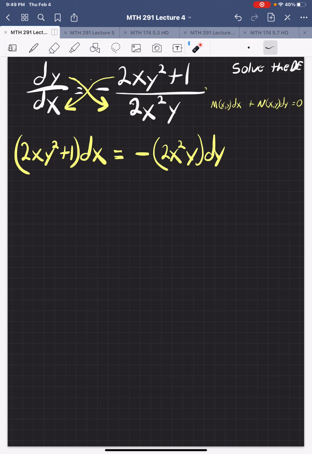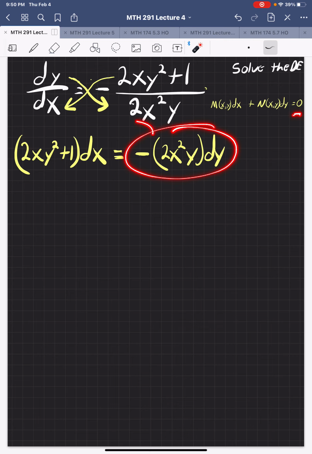Ready? So cross-multiply. We'll multiply numerator times denominator, numerator times denominator. I just left this negative symbol with the denominator because it doesn't really matter, because what I'm about to notice is that the current form still doesn't look like the exact form of a differential equation. But it needs to be set equal to 0.